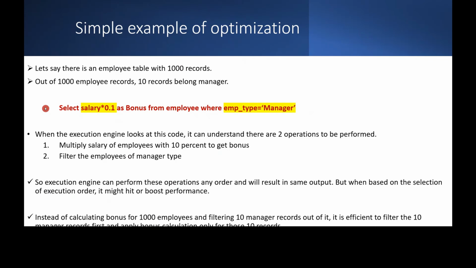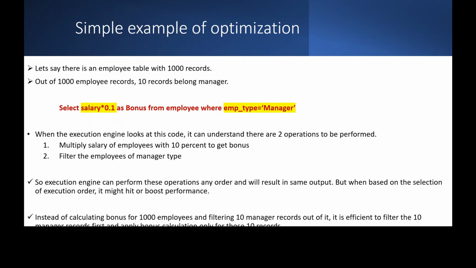Just for our simple understanding, I can explain two execution paths. One is, the Spark engine can calculate the bonus, that is 10% of salary, for all the records. That is the first step. Second, on top of that calculated bonus, it can apply filter operations to filter out only the managers, which means it will give the end result. It will contain only 10 records and the bonus is also calculated.